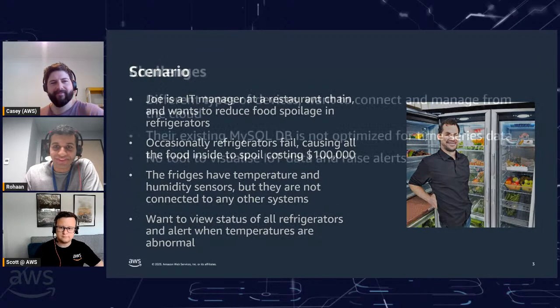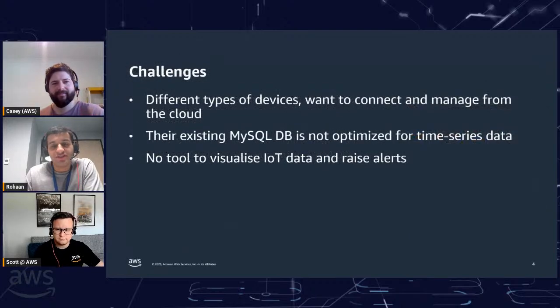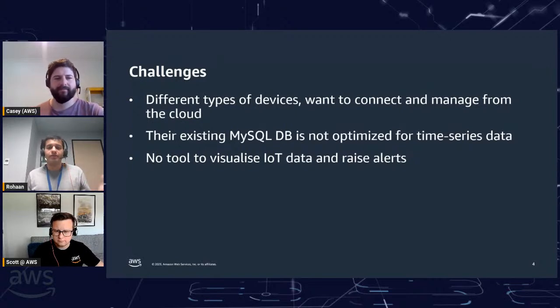And in terms of the challenges that Joe's facing here, they've got a range of different types of fridges and sensors across their business, across all of New Zealand, and he wants one standardized way to connect and manage all of them from the cloud, right? He doesn't want a bespoke thing for each type of fridge they have. So that's the first challenge.